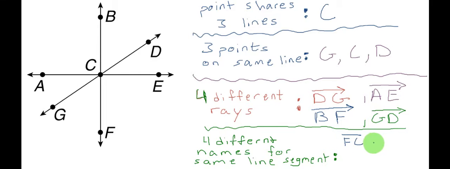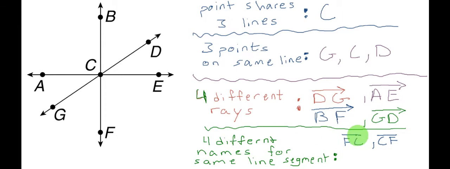And a second way to represent this would be just reversing the order of the letters. So line segment CF. Cool. So there are 2 names so far for the same line segment. But what about the other 2?